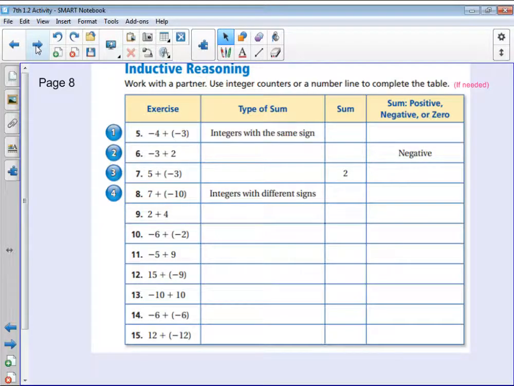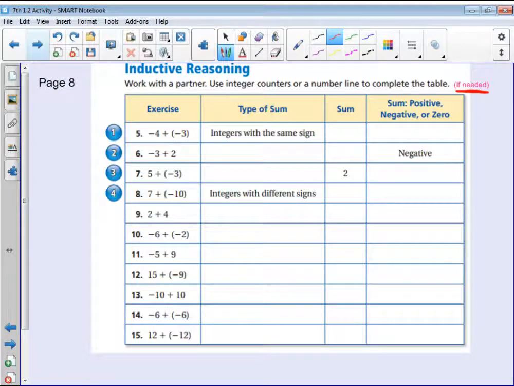Okay, so we're going to go ahead and have you flip to page 8. You guys have this same chart on your page 8. I just didn't include the number line that was up above. So we're going to go through and practice working using integer counters or a number line to complete the table. And notice that up here, I did say if needed. I know some of you are comfortable and you've already made a connection of an easier method than having to draw the counters or draw the number line.